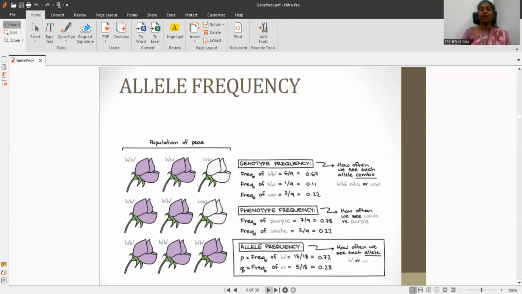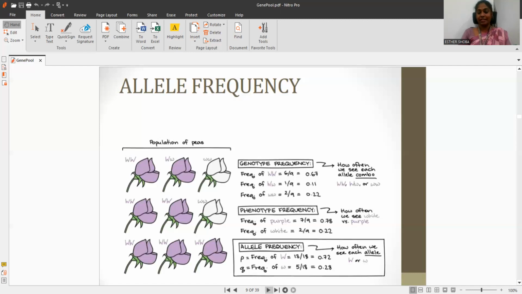But I also have another purple color flower which has the heterozygous form, meaning in that particular gene I have a combination of the dominant form and the recessive form. So it so happens here, the frequency of this heterozygous form is only 1 out of 9, and thereby that comes to around 0.11.